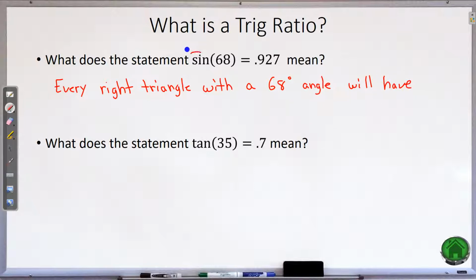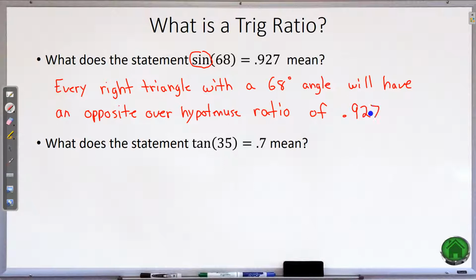Now what ratio do I know something about? Sine is opposite over hypotenuse. So we'll have an opposite over hypotenuse ratio of 0.927. So no matter how big or how small this triangle happens to be, if I take the opposite and divide by the hypotenuse, it will always give me 0.927.